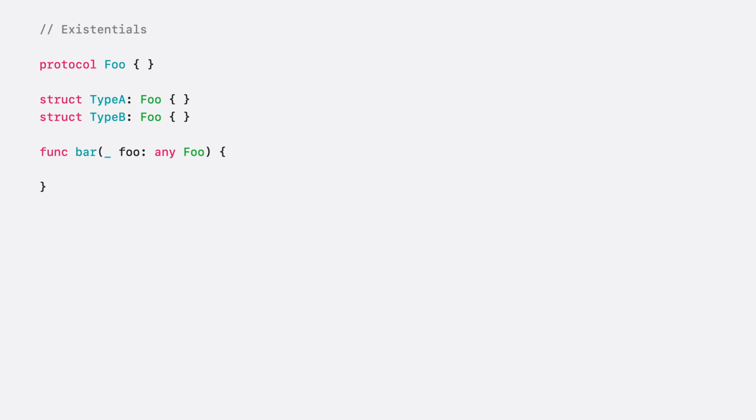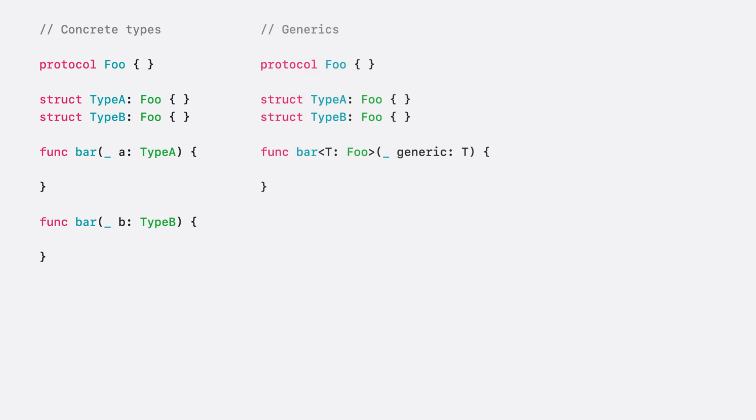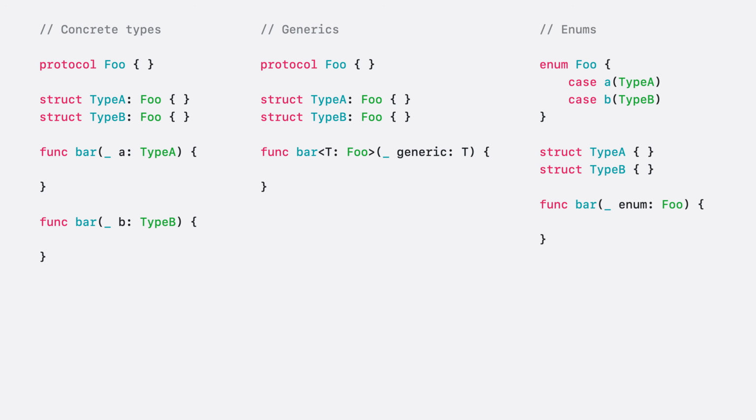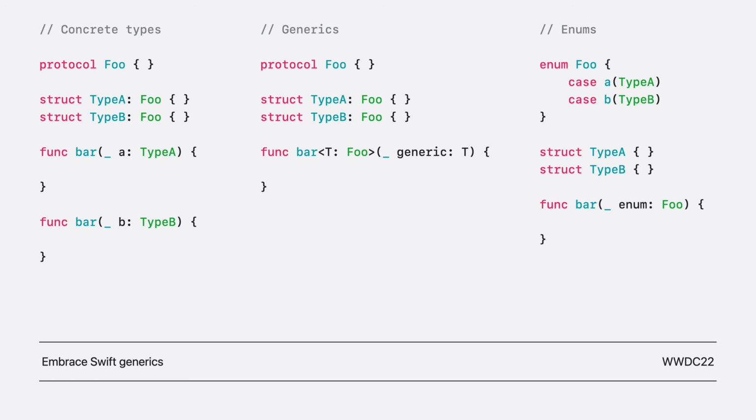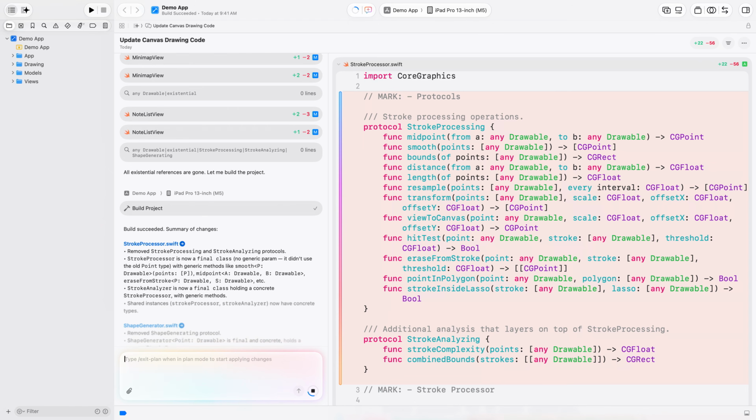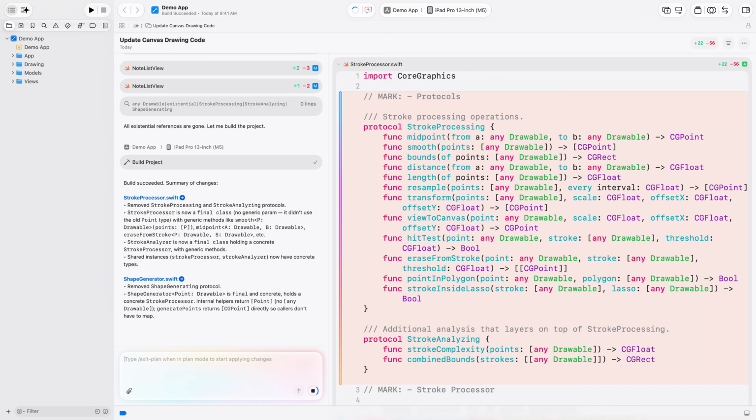There are several alternatives to existentials when performance is paramount, including concrete types, generics, and in some cases enums. These approaches give the compiler more information, allowing for better optimizations. To learn more about generics in Swift, watch Embrace Swift Generics from WWDC 2022. Let's check back in with the assistant. It appears that the coding assistant has finished making those changes. I'll send an updated trace over to you, Art.